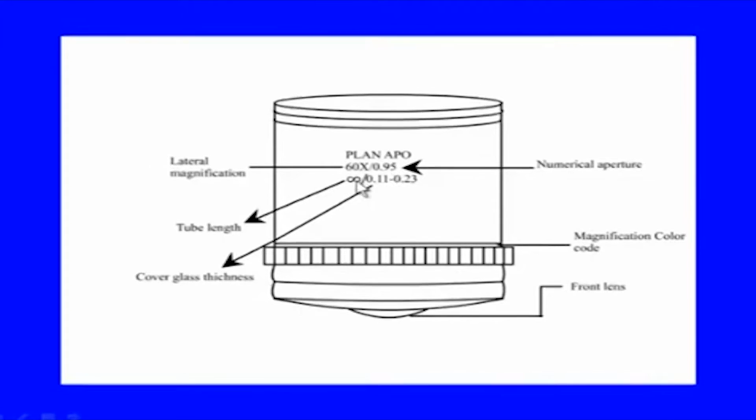The tube length, if you see the infinity sign, shows that this objective is infinity corrected optics. Another is the cover glass thickness, which is given. Many objectives will have a color code for different kinds of magnification, and there is a front lens which is very close to the specimen, and the working distance is measured from the front lens to the specimen where it is placed on the specimen stage.